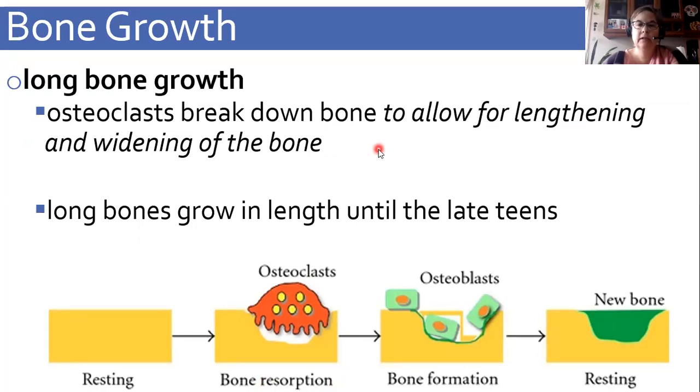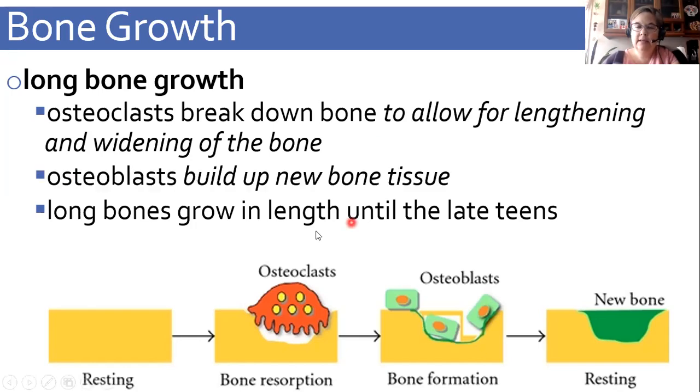Okay. So this breaks it down, and then the osteoblasts come along and fill that space. And then it has to break down again so it can get longer, and then they fill that space. Notice when we look at these cells, osteoclasts are the ones that have multiple nuclei, and osteoblasts only have a single nucleus. Okay, so our long bones grow and grow and grow until we reach our late teens.